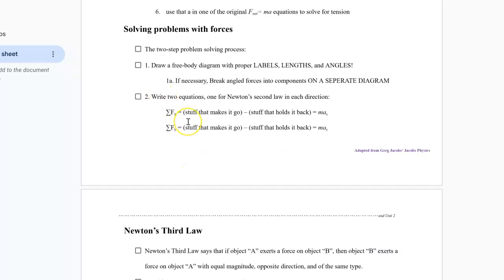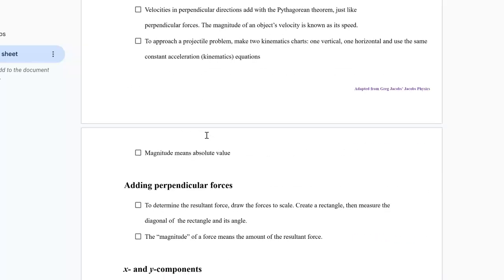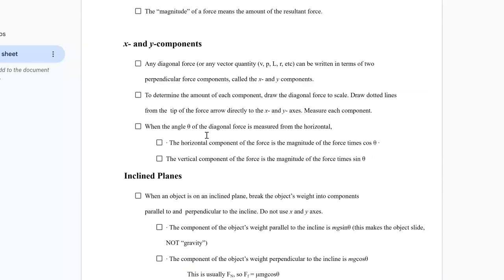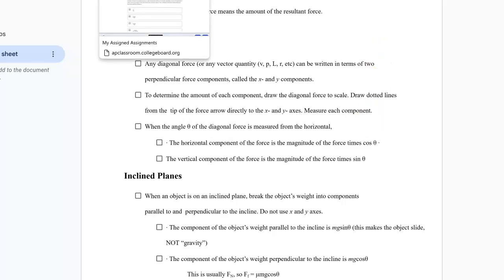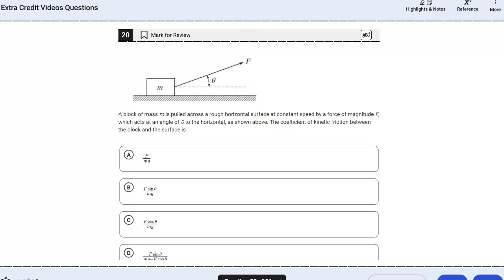So forces: set up our force equation in the x direction and the y direction. They don't affect each other. Sum of forces in the x equals mass times acceleration in the x. Sum of forces in the y equals mass times acceleration in the y. And then lastly, we don't need to know this, we can know this just from our trigonometry knowledge, but it's nice to have memorized. The horizontal component of the force is force times cosine theta, and the vertical component is force times sine theta. Okay, so let's get started.